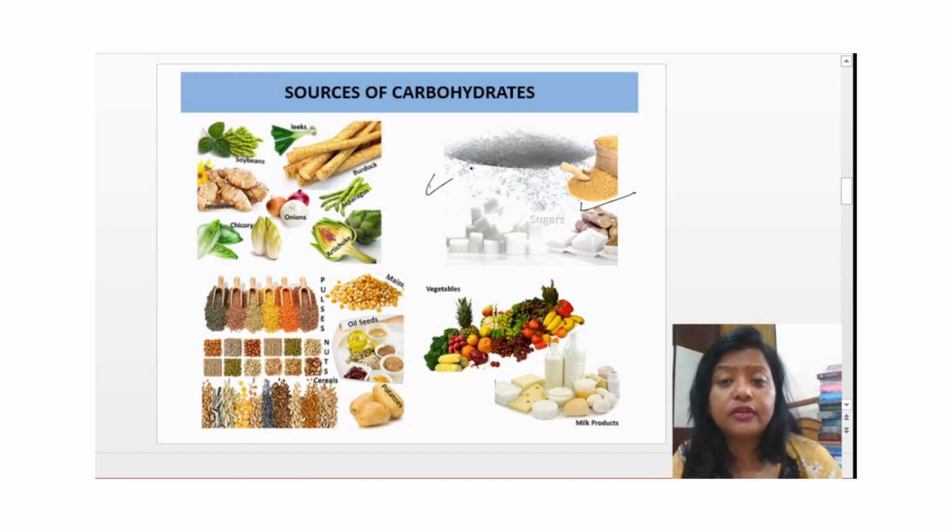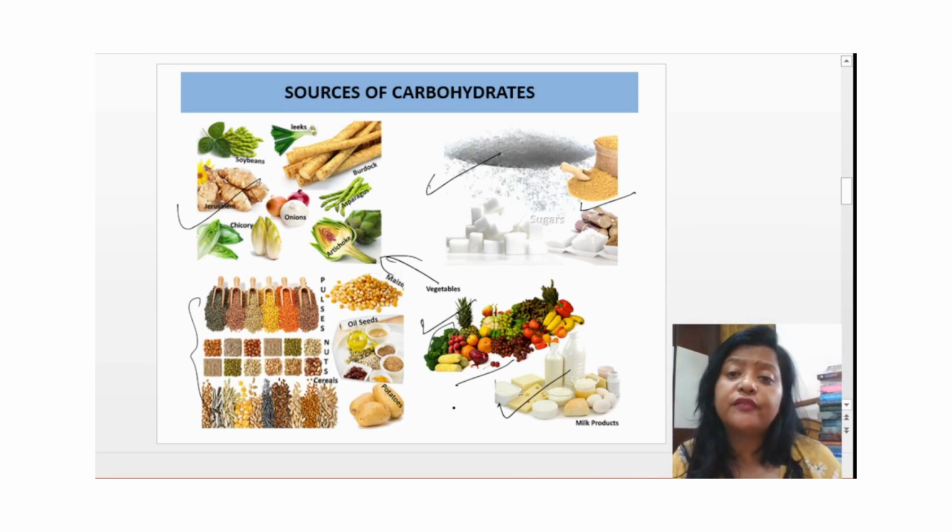Then your sugar is there. Then vegetables are here. Then pulses are here. Vegetables, milk. Okay, sorry, there are fruits here. And these are the vegetables. And this is the fruits part. So these are all the sources of carbohydrates that you eat daily in your life.